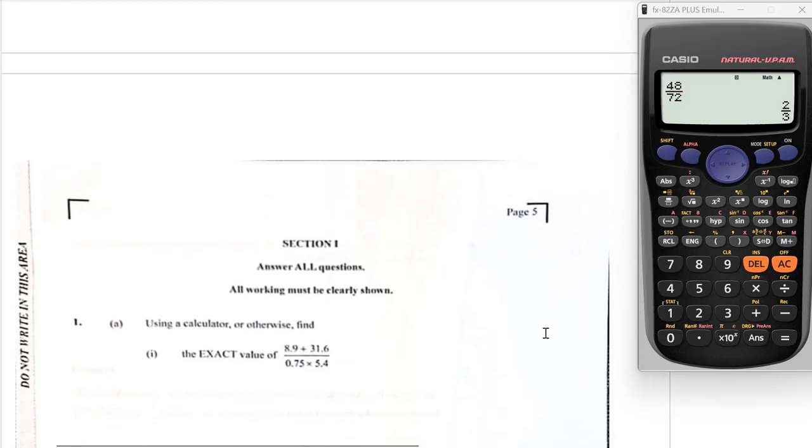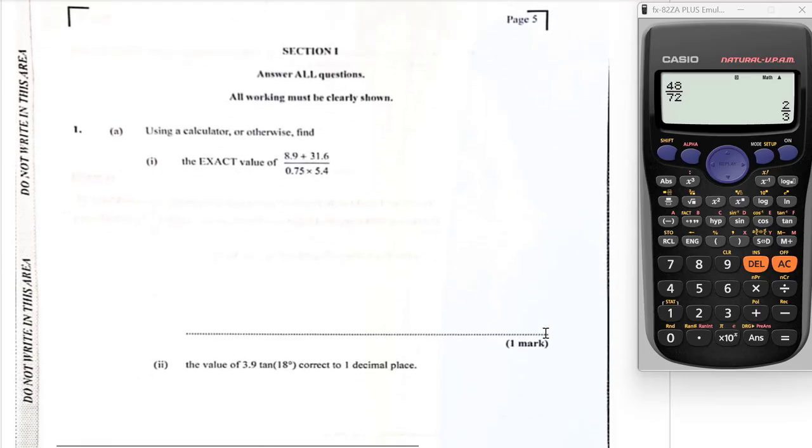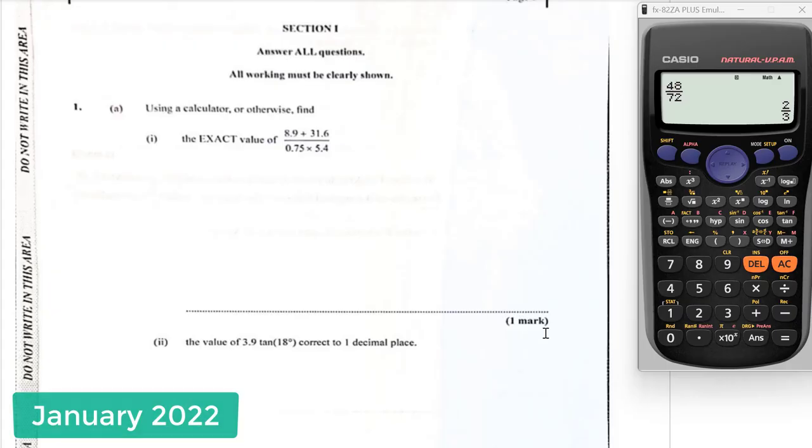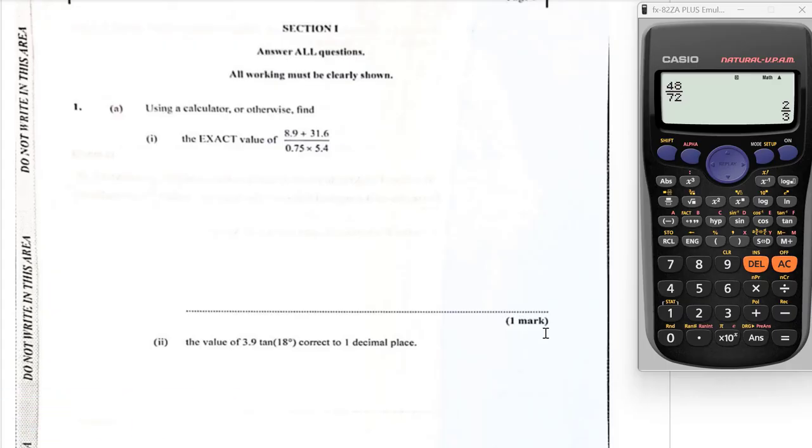Let's move to the next question again. Notice how the fractions are coming up. So here it says using a calculator, otherwise find the exact value of 8.9 plus 31.6 divided by 0.75 times 5.4. Again, we can put this entire thing in our calculators. So the first thing we can do, we can add the numerator and find out what the value is, and then do the denominator and find out what the value is, and then you take the fraction.